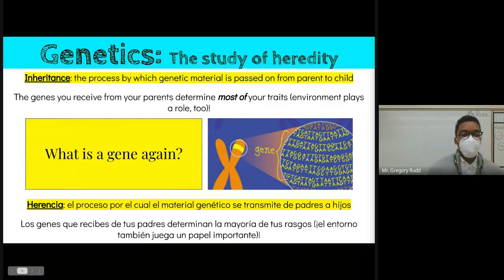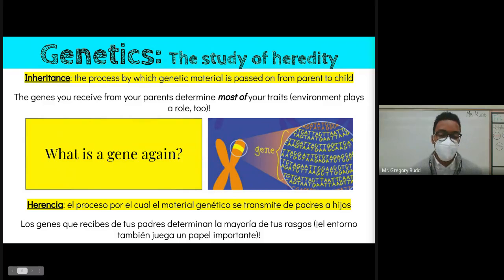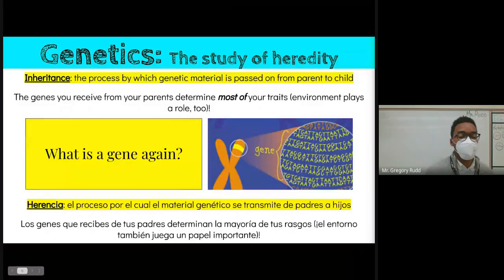All right, before I move on, what is a gene? Does anybody remember what a gene is? Hopefully you all do. What is a gene? Not the denim. Not an example, but just the definition.